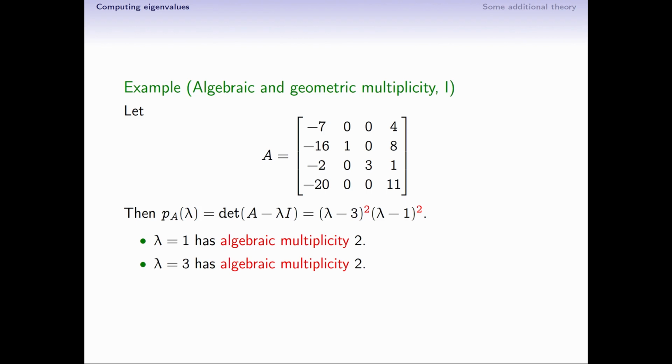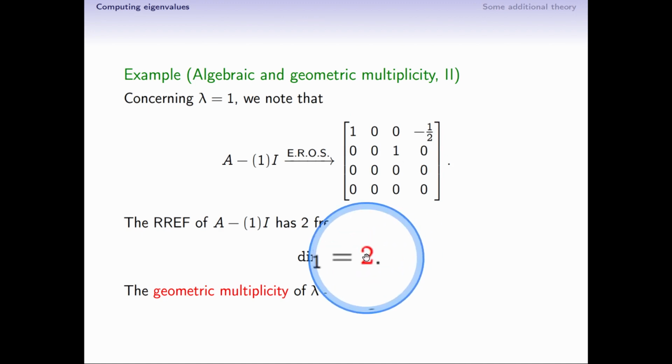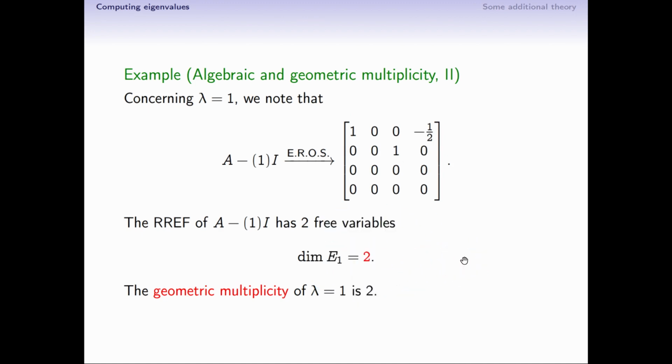Now let's compare the notion of algebraic multiplicity with that of geometric multiplicity, and let's begin by looking at the eigenvalue lambda equals 1. The geometric multiplicity of lambda equals 1 is the dimension of the corresponding eigenspace E1. So the first thing we have to do is take the matrix A minus 1 times I and row reduce it. When we do that, we discover that there are two free variables present, and therefore the dimension of E1 is 2, and the geometric multiplicity of lambda equals 1 is therefore 2.